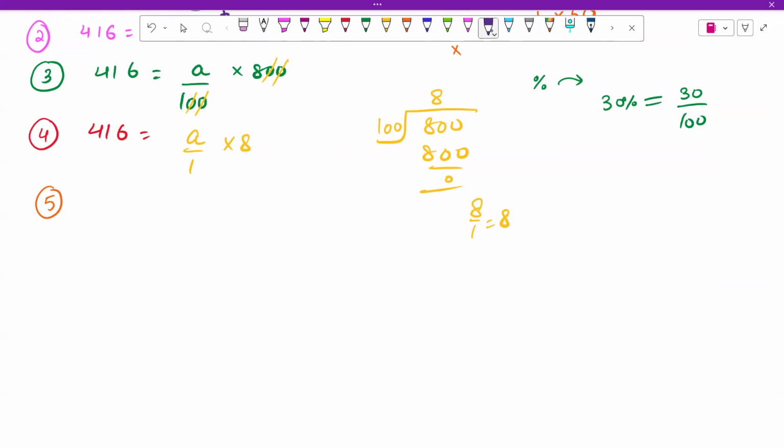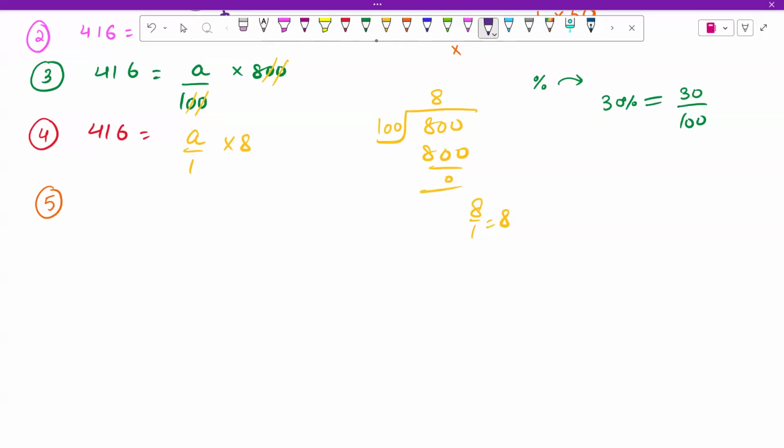Okay. Would you like to know an easier way? We want to isolate this variable A. So whatever operations are happening on the things on the A side, just do the inverse operations. For example, that's 8.